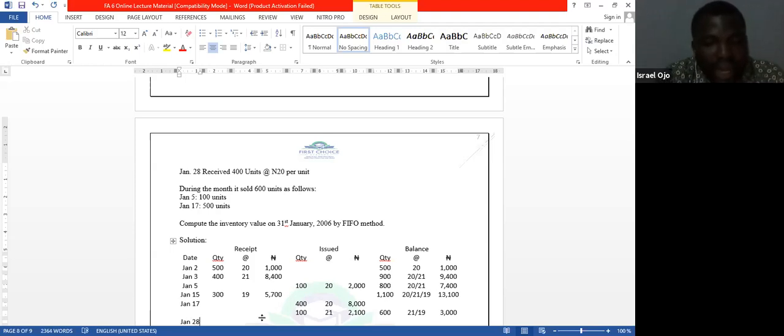January 28. And we purchased. So we receive our quantity into our warehouse, 400 at 20 naira. Now 400 at 20 naira will give us a total sum of 8,000. Now the balance there will now be what? 600 plus 400. That will give us what? 1,000. So that's 1,000. So then we have 21 existing before plus 19.